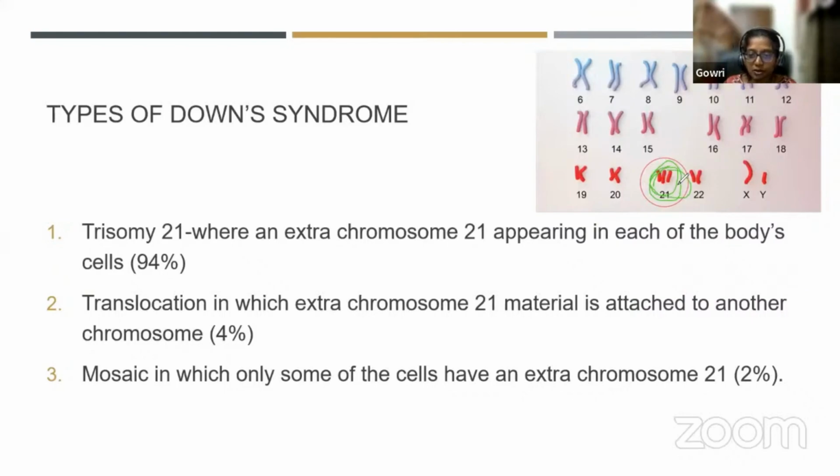If the extra chromosome is present in all the cells of the body, it is the most common form, called trisomy 21. If it is only present in a few cells of the body, it is called a mosaic pattern. And if the extra chromosome is attached to any of the other chromosomes, it is called a translocation. There is a lot more in depth when we look at the genetic results and mapping.